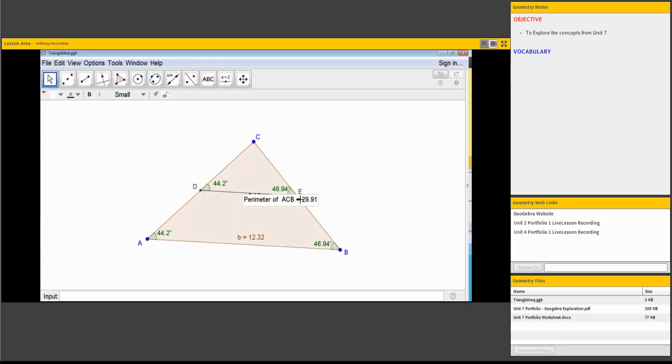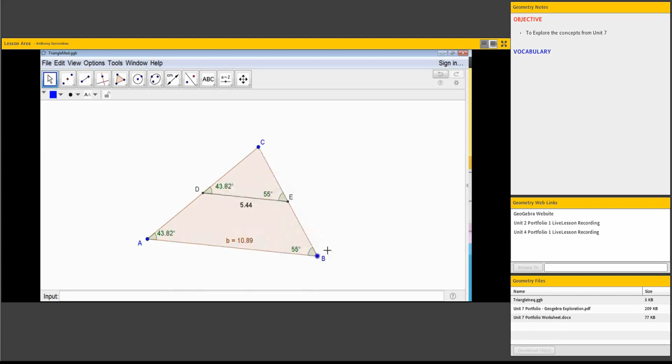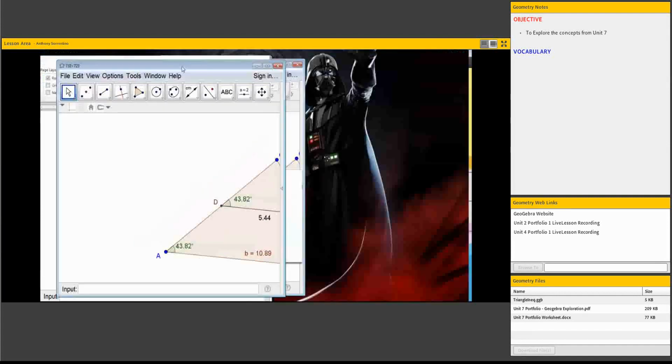I didn't want the perimeter. Just trying to move this around. Sometimes this thing likes to have its own mind. So I have those there. Side B is 12.32. This is the mid-segment length. And again, as I move these about, things are going to change accordingly. Okay. Now you have to fill in the table based on these results. So let's fill in the table.